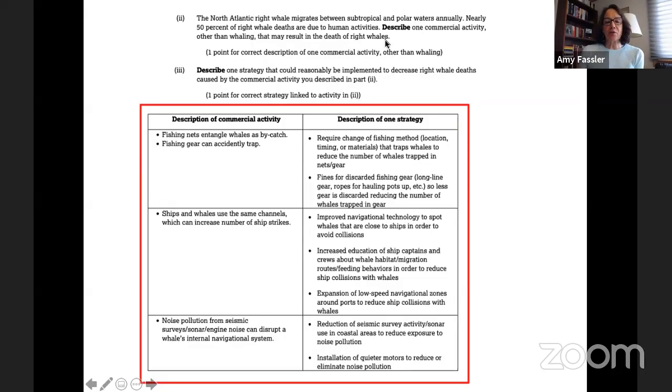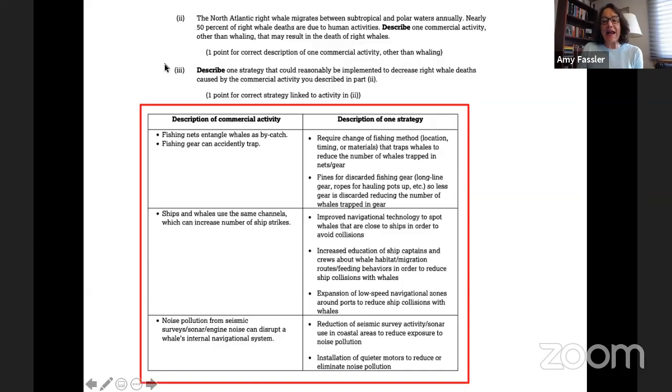Letters I and II that you answered: describe one commercial fishing activity other than whaling that results in the death of right whales. That was worth 1 point. And then the next one: describe a strategy that would be a solution to that problem or could mitigate that problem. I will point out that it's really important that you read all of the prompt. I always tell my students, before starting to write any part of their FRQ, read the entire thing all the way through first, and just take a minute to sit back and process where that question's going.